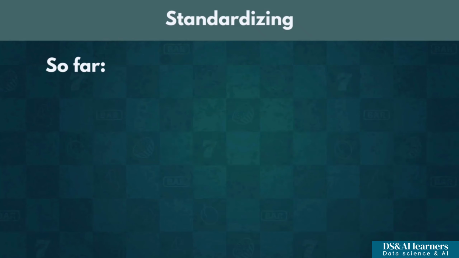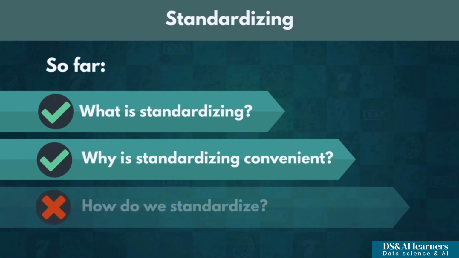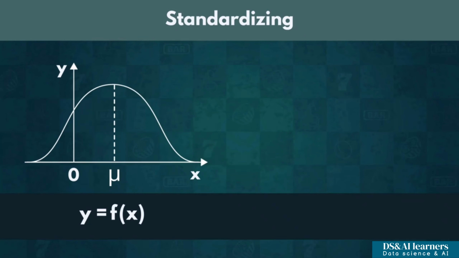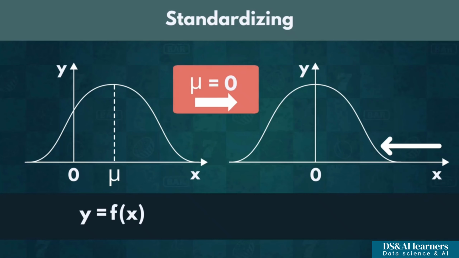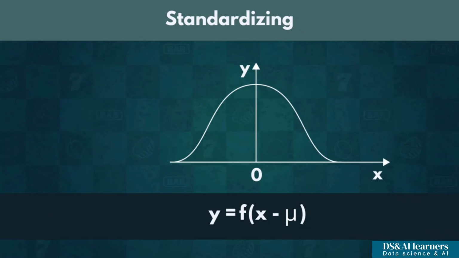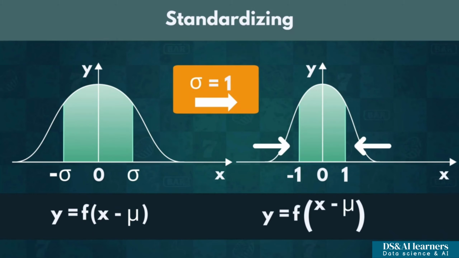Okay, so far we have learned what standardizing is and why it's convenient. What we haven't talked about is how to do it. First, we wish to move the graph either to the left or to the right until its mean equals 0. The way we would do that is by subtracting the mean, mu, from every element. After this, to make the standardization complete, we need to make sure the standard deviation is 1. To do so, we would have to divide every element of the newly obtained distribution by the value of the standard deviation, sigma.